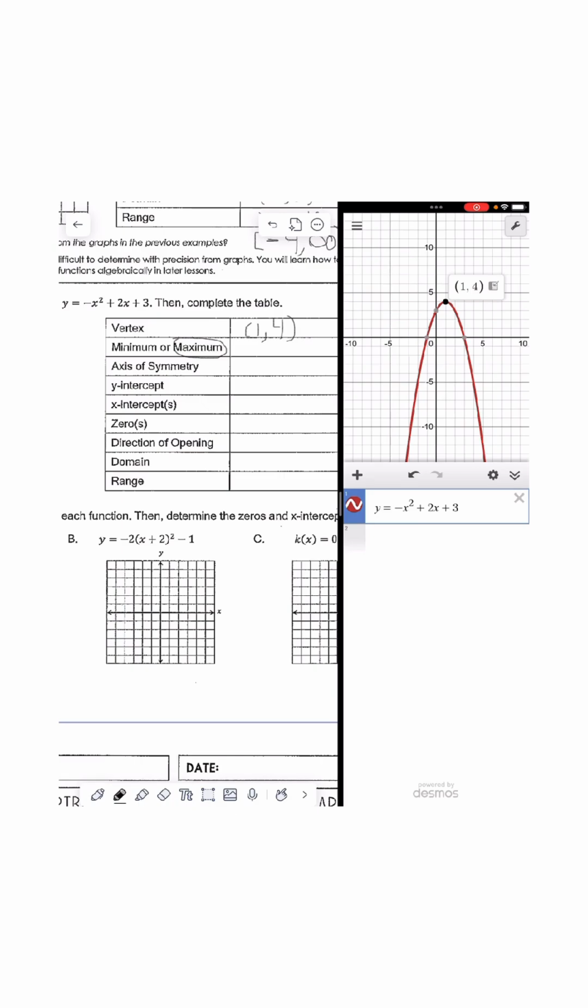My axis of symmetry is going to be the x value of my vertex. My y-intercept is going to be where it crosses the y-axis. So I'm going to click on where it crosses the y-axis. It's kind of left of the vertex. So at (0, 3), when the x value is 0 and the y value is 3, that is the y-intercept. So my y-intercept would be y equals 3. My x-intercepts are going to be where it crosses the x-axis. Let me get rid of these points. It crosses at those two points there.